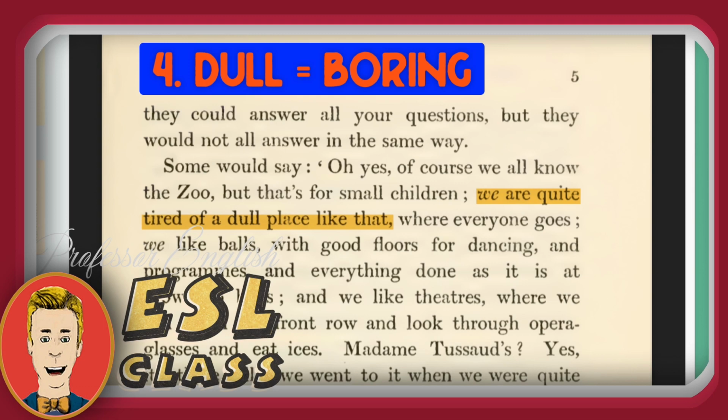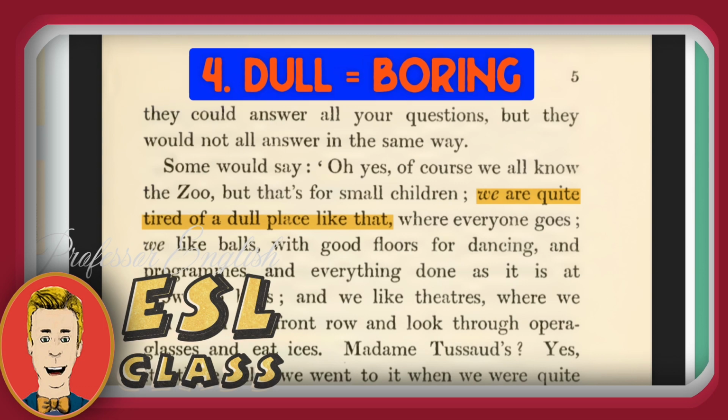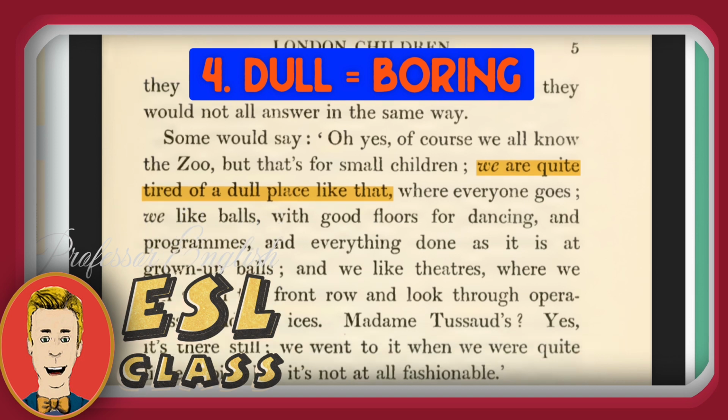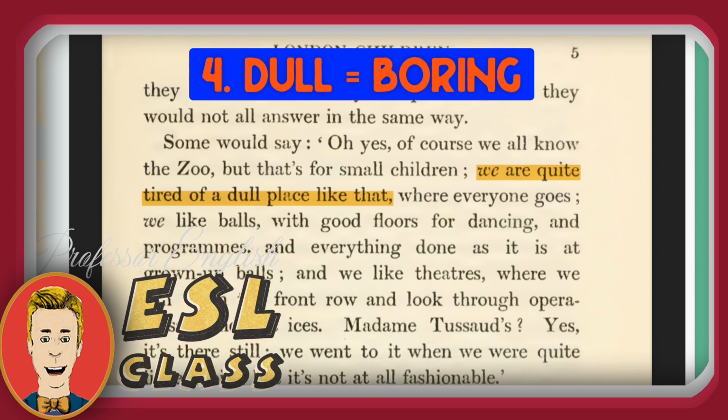And this is another word for boring. Let's practice using the word dull, which means boring. So the older children complain that they think the zoo is dull. They think the zoo is boring. The older children think the zoo is for little children and is boring. They think it's dull. Let's practice the word dull.